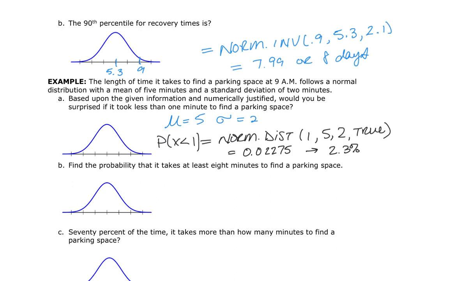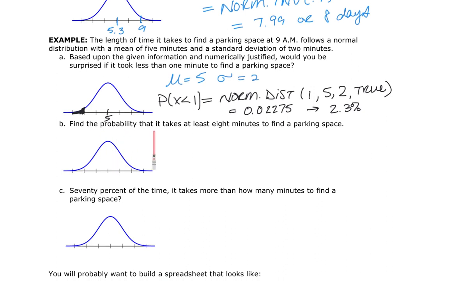So again, I want to draw where 5 is, this is my mean. Less than 1 minute is way down here. So you can see, yeah, highly unlikely. Find the probability that it takes at least 8 minutes. Okay, so again, I'm going to use my norm.dist. I'm going to use the probability that x is at least 8, so greater than or equal to 8. But remember, continuous random normal distributions do not care if it is less than or equal to or strictly less than.